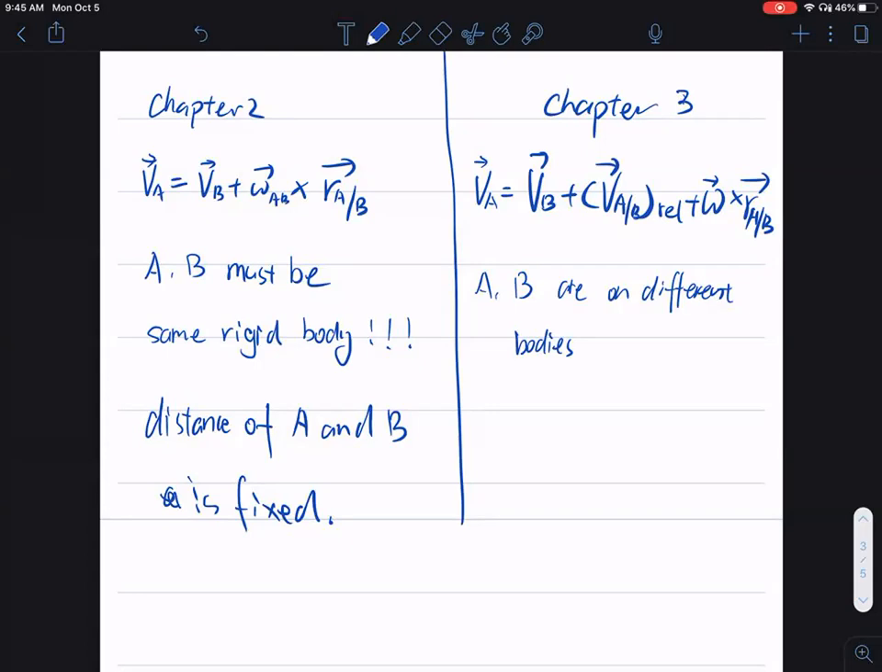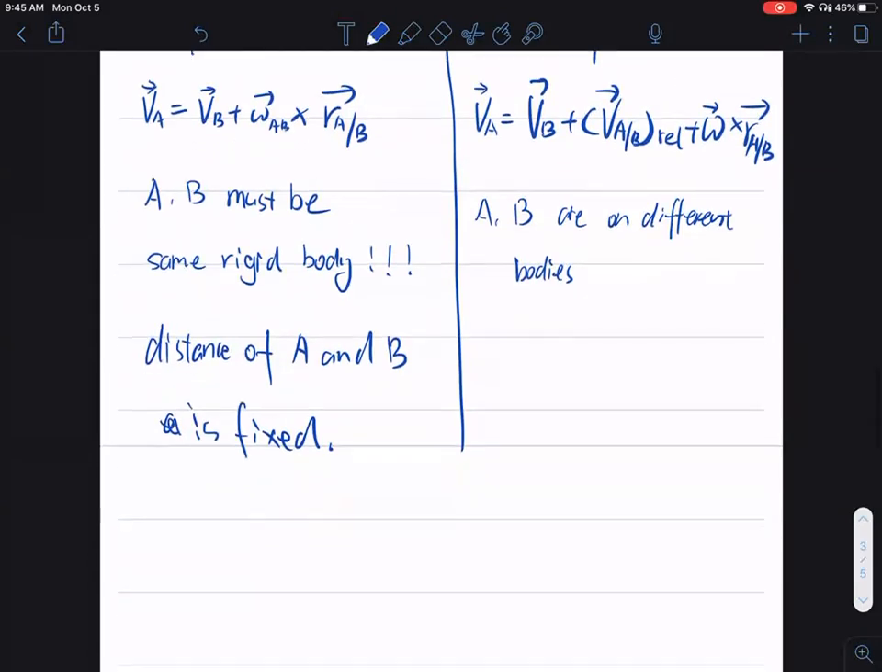Okay, that's a main difference. I want you to keep that in mind. That applies for the velocity, and also applies for the acceleration. The same deal for the acceleration equation. For chapter 3, A and B are on different rigid bodies. In chapter 2, A and B must be on the same rigid body.